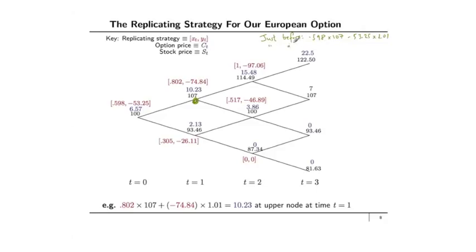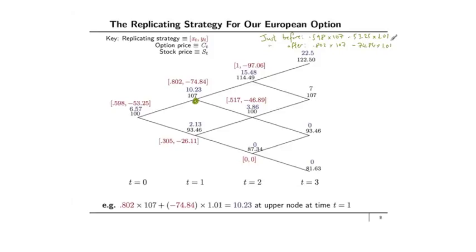Just after trading at that node, we are holding 0.802 units of the stock and minus 74.84 units of the cash account. And as I said, modulo rounding errors, these two numbers must be the same. That is the self-financing condition.